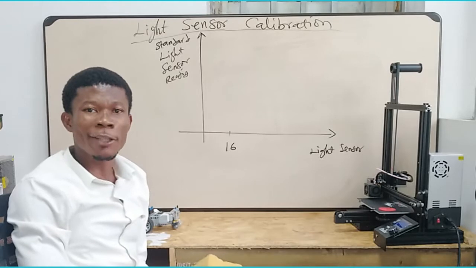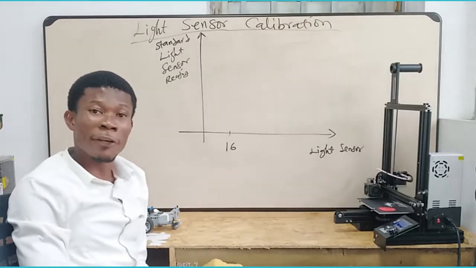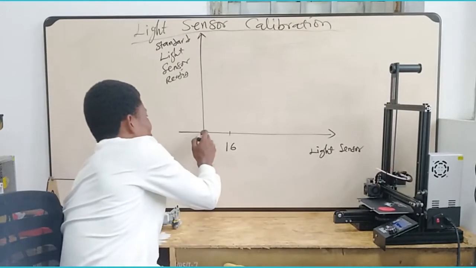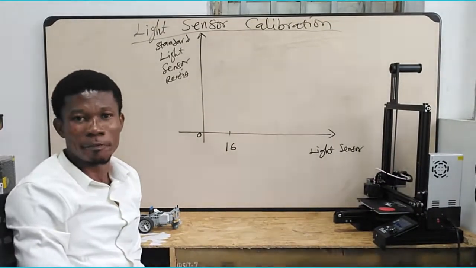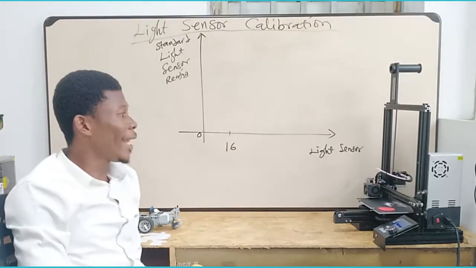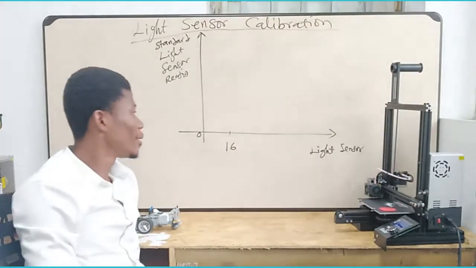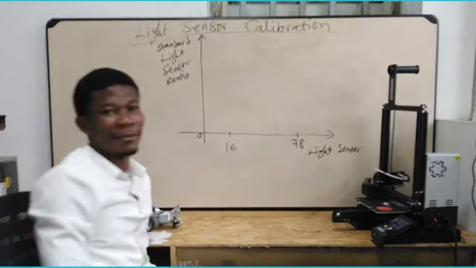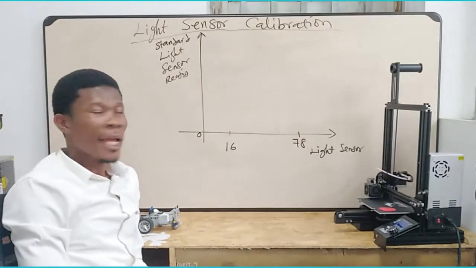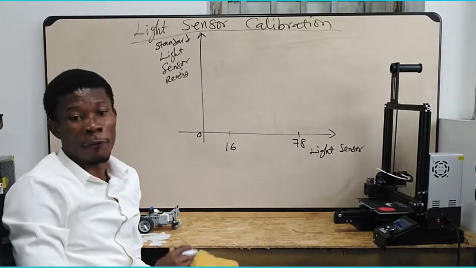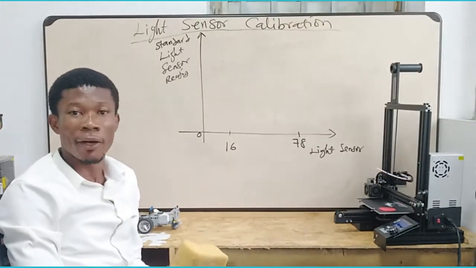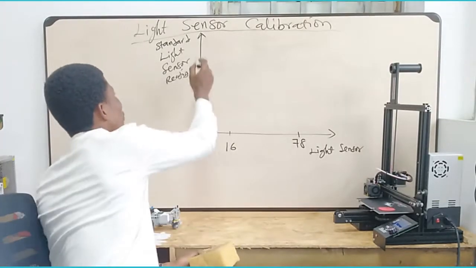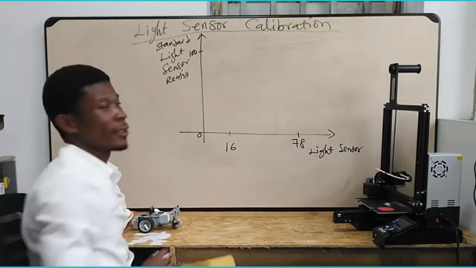At that point, according to the principles of science, a black surface is expected to absorb all the light, so we should have been expecting 0 from the light sensor. When we position the light sensor on the white portion of the mat, we recorded 78. However, if we look at how the sensor is supposed to behave, on a white surface it's supposed to reflect all the light incident on it. So we should have been recording 100.